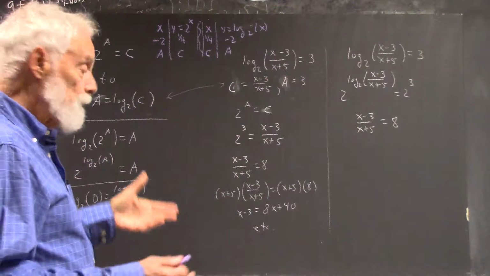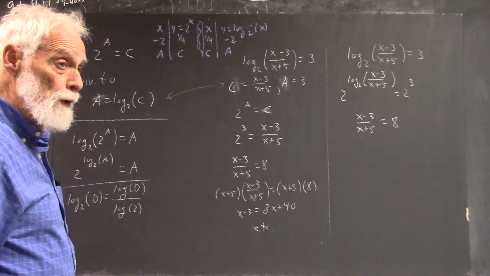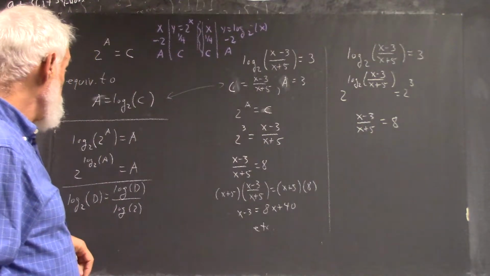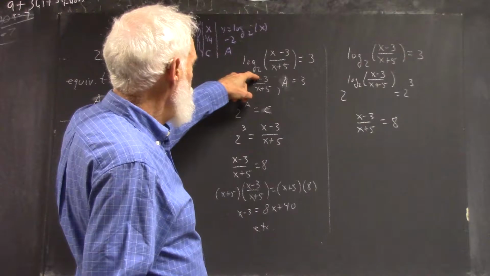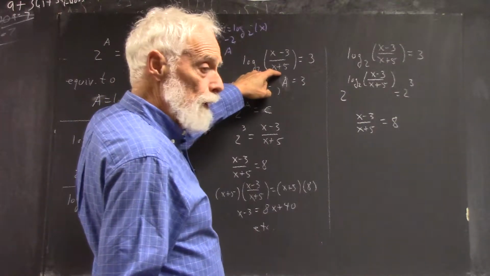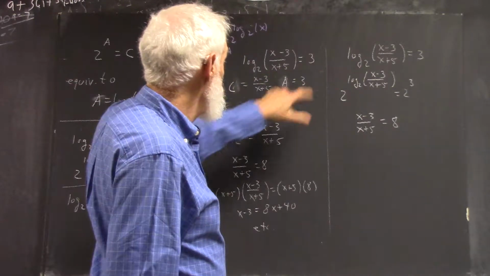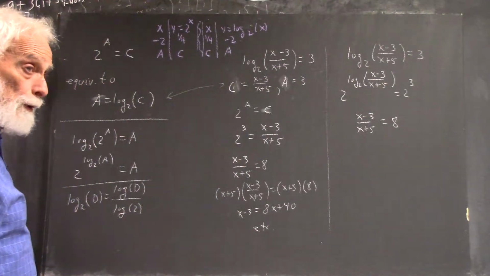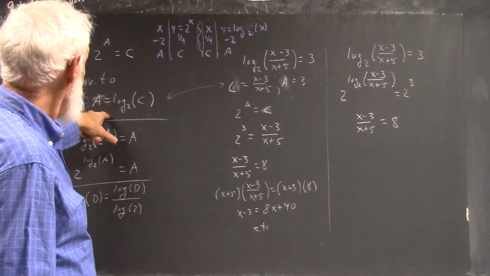Now we can extend this to other bases, but we're not going to do that just now. Let's just get used to what we can do with log to the base 2. Okay, so what if we have the equation log to the base 2 of x minus 3 over x plus 5 equals 3? Well, this equation is in the form of one of the expressions over here. Can you spot which one? Well, clearly it's this expression.